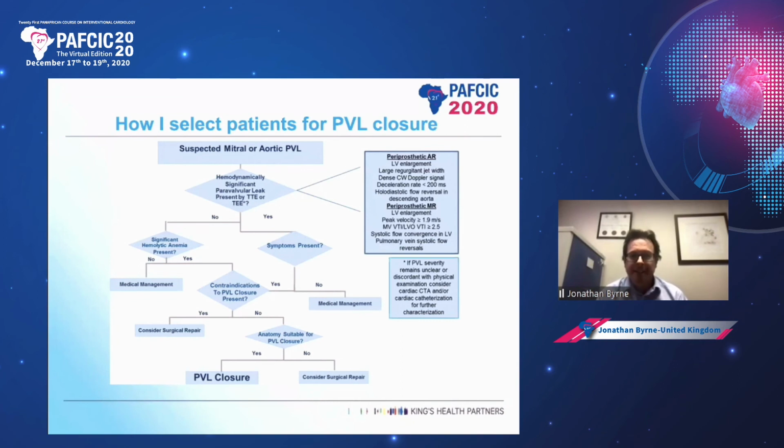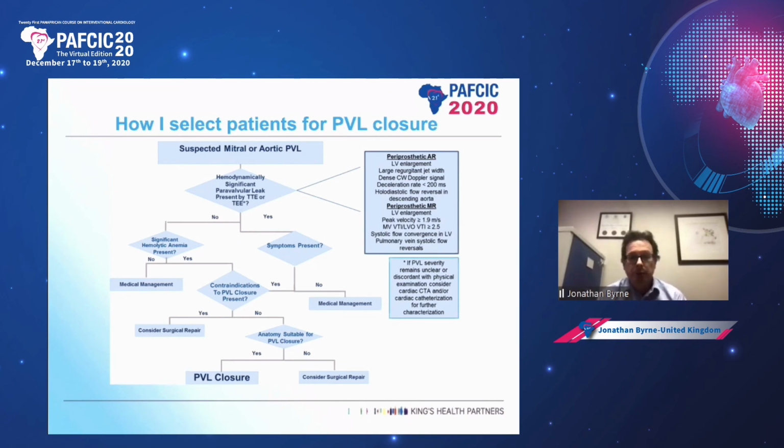That is, is there left ventricular dilatation? Does the patient have symptoms? I think if the patient has symptomatic hemolytic anemia, there's every reason to go on and think about paravalvular leak closure. If the patient's asymptomatic with left ventricular dilatation, it's worth attempting closure, but it also depends on the complexity and difficulty of the procedure and how much experience you have as a centre.